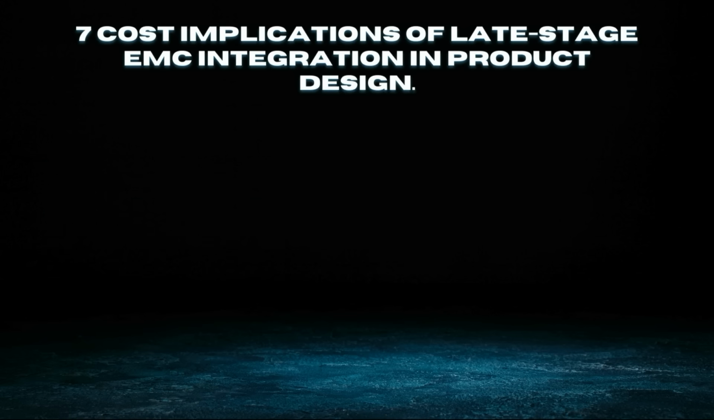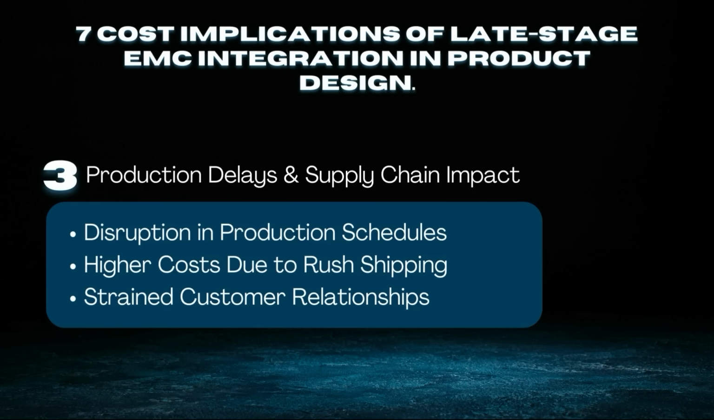3. Production delays and supply chain impact. Late EMC changes can disrupt production schedules, causing problems throughout the supply chain. This can result in higher costs due to rush shipping, penalties, and strained customer relationships.